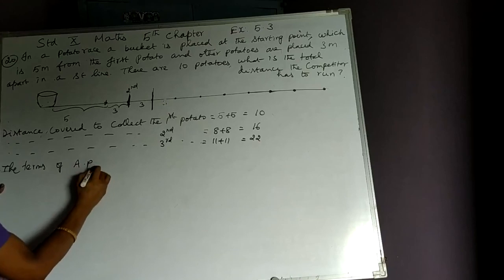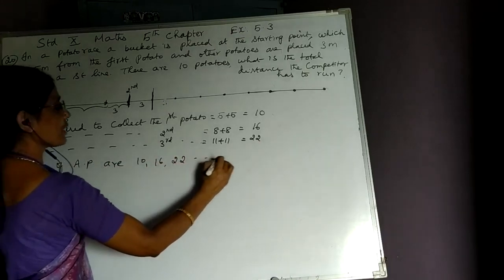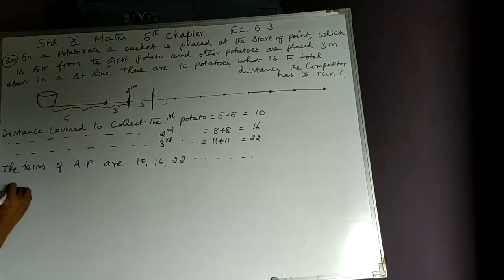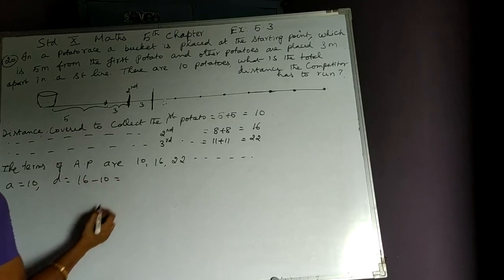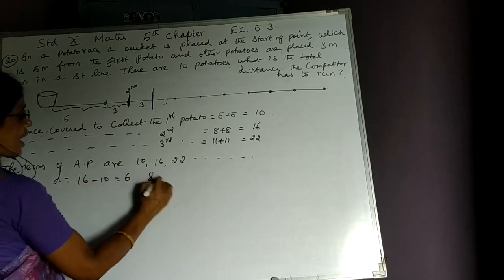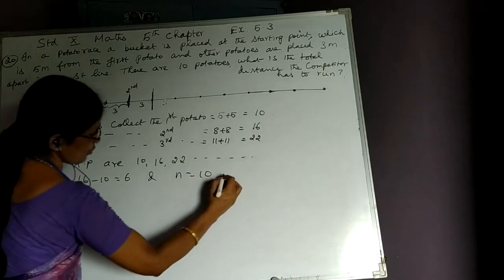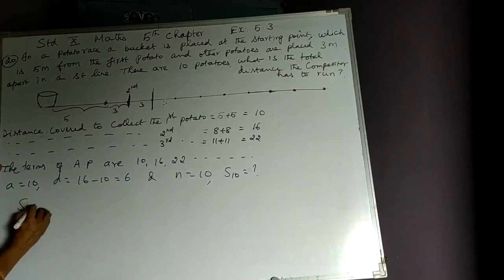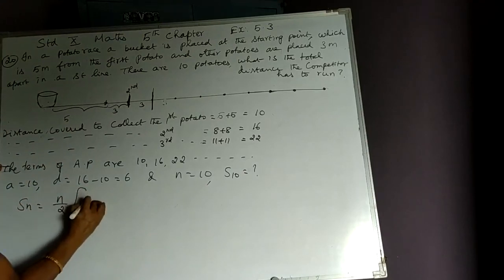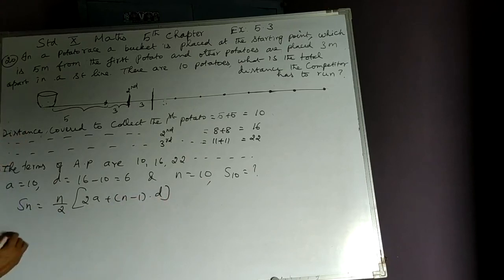Therefore, the terms of AP are 10, 16, 22, it goes on. Therefore, what is a? a is equal to 10. d is 16 minus 10, which is equal to 6. And number of potatoes given is equal to 10. So, what we are asked to find out? We are asked to find out S10. Sn equals n upon 2, 2a plus n minus 1 into d. S10 we are supposed to find out.